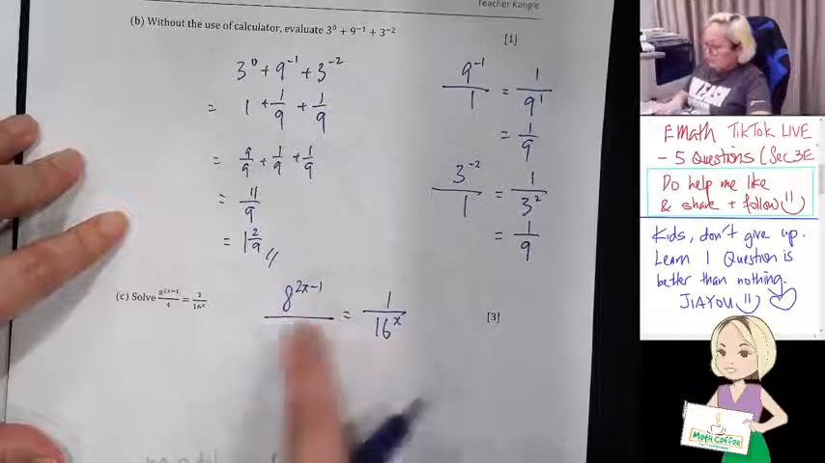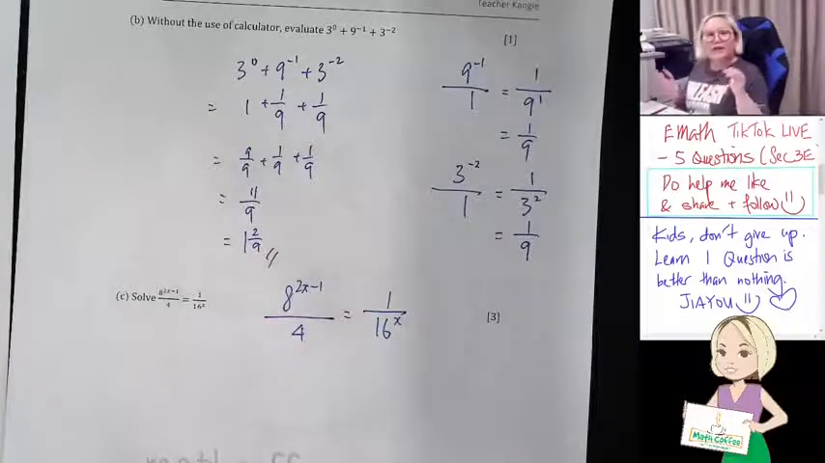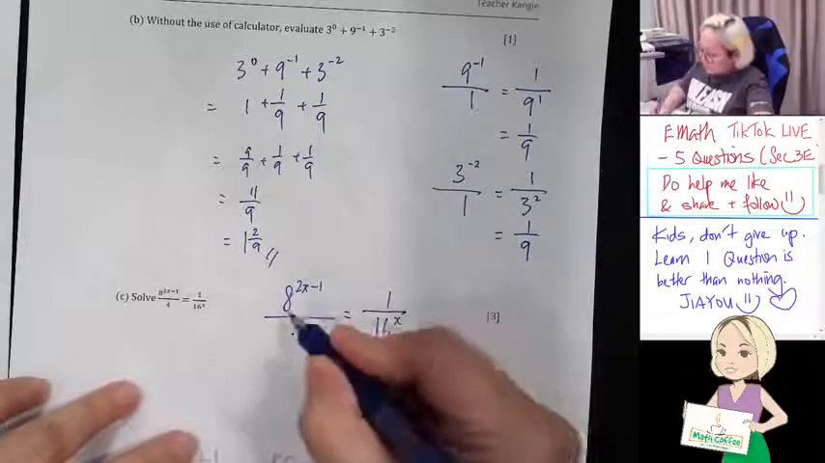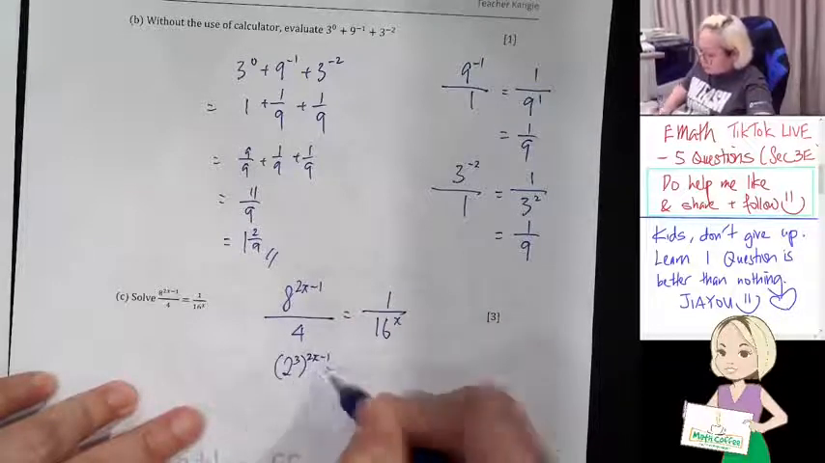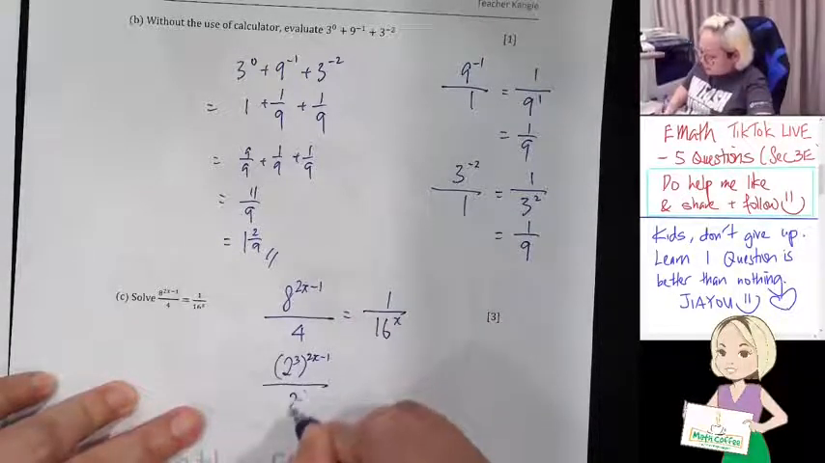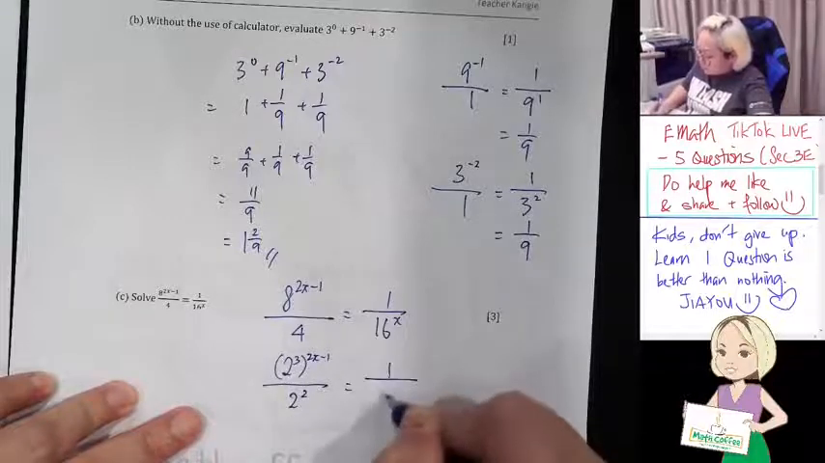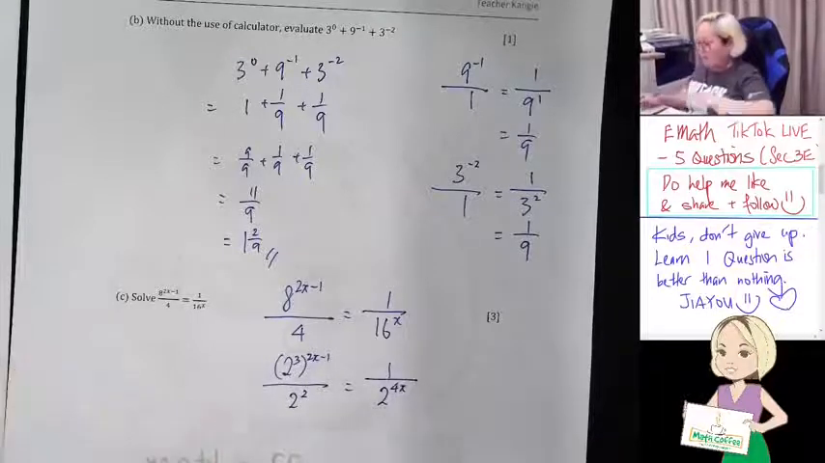So, over here, just now I mentioned already, right? 8 is base 2, 4 is also base 2, 16 is also base 2. So, I'm going to change them to base 2 first. So, this 8 will become 2 to the power of 3. 2x minus 1, put it outside first. Denominator becomes 2 to the power of 2. This one becomes 2 to the power of 4x. Agree?